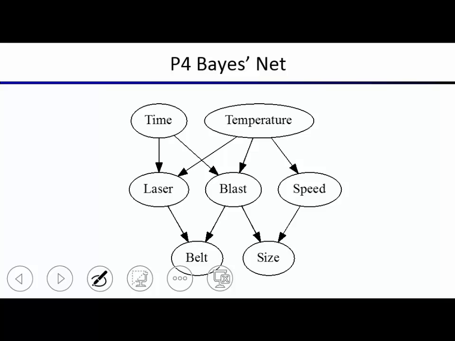They might have a belt, because carrying the laser or carrying the ultrasonic blast tool might require a belt. They might have a different size because if they are fast ghosts, they'll be a little smaller. And so the size will be different. Then you will get to observe whether the ghosts are carrying belts or not and what their sizes are in a noisy way. After you observe that, you can run inference. Well, your code will run inference in this Bayes net and from that infer what type of ghost you're faced with.